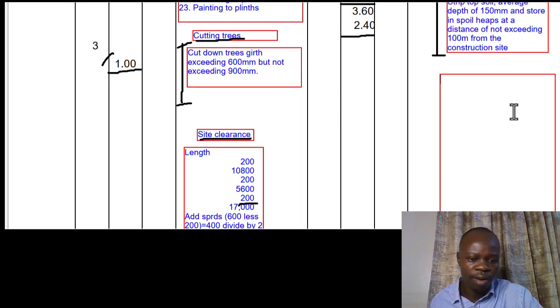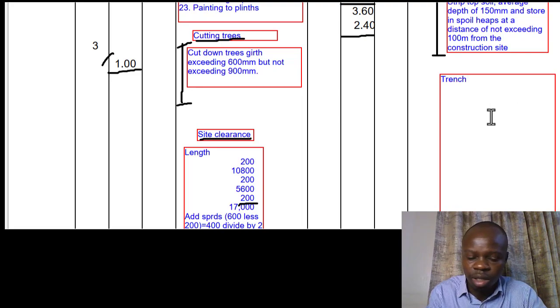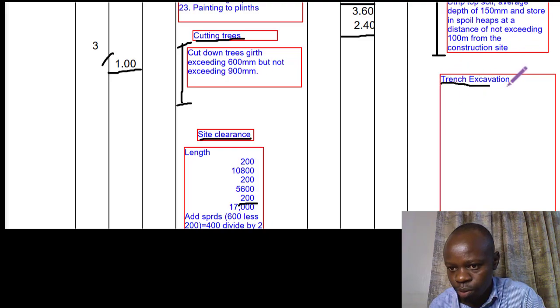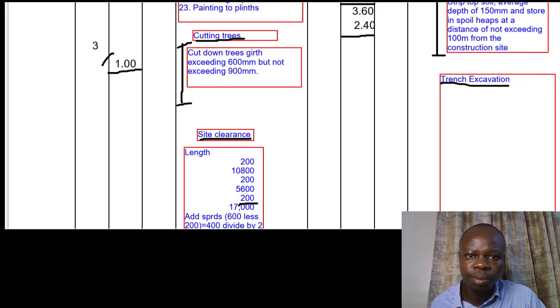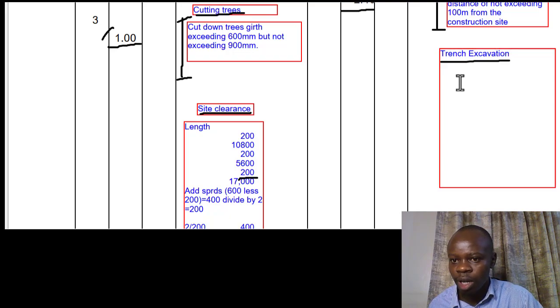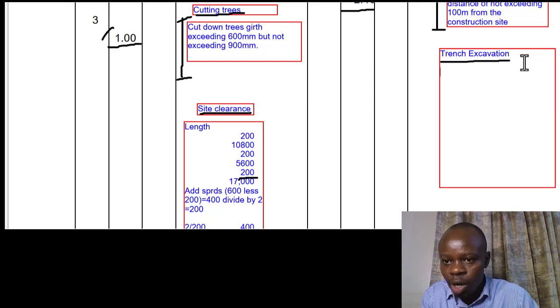Alright, so this is what we have. We are going to calculate trench excavation. Okay, so once you've done that, just make sure you underline what you have done, the title for the trench as such. So once you've underlined your work properly, then you go through how to calculate the trench.